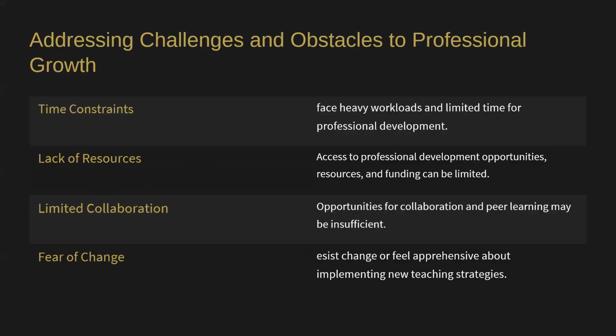Next, the challenges and obstacles to professional growth. Sometimes the teachers find difficulties with time constraints here. They face heavy workloads and limited time for professional development. They have many things related to administration, so they don't think more about professionalism. Then next, about lack of resources. Access to professional development opportunities, resources, and funding can be limited. Next is limited collaboration. It relates to opportunities for collaboration and peer learning that may be insufficient.